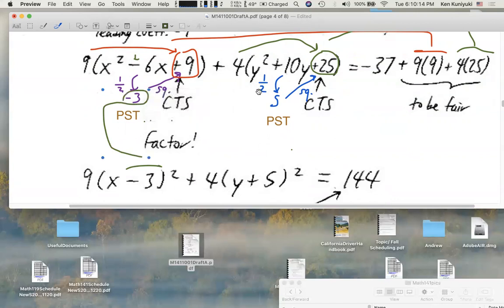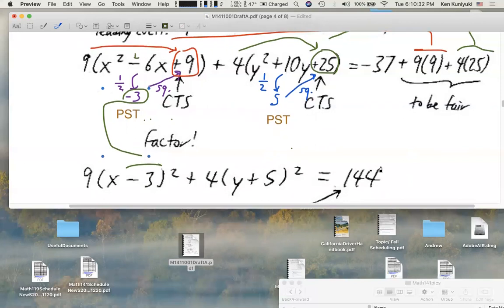Plus 4 times, okay, this is the square of y plus 5. A key hint, half of 10 is 5, or the square root of 25 is 5. You take the plus sign in the middle over here. Equals negative 37 plus 81 plus 100 is 144.